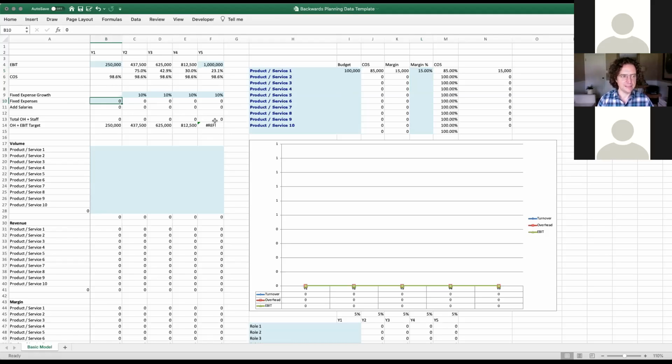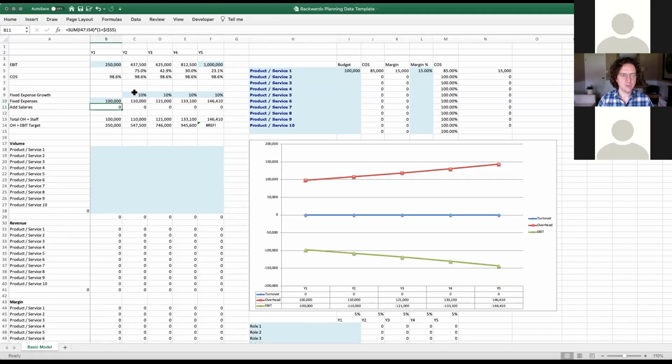So if we say our fixed expenses outside of salaries, our rent and all of our other expenses is $100,000, we can load that into here. We've also got a model here which allows us to look at what growth rate we're anticipating that fixed expense is going to increase by year on year. So you can start tweaking those figures.